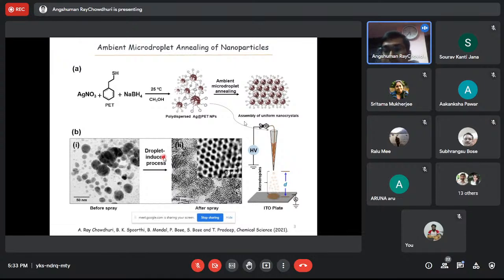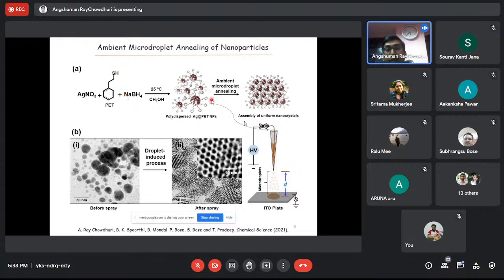Usually this phenomenon is called electrospray. The spray happens by using some potential, that's why it is electrospray. This electrospray happens within a microsecond time scale, and polydispersed nanoparticles form monodispersed ones within this time scale. So that is the main advantage of this process.